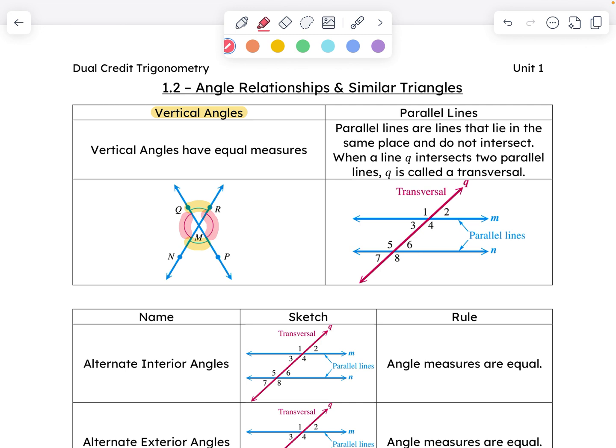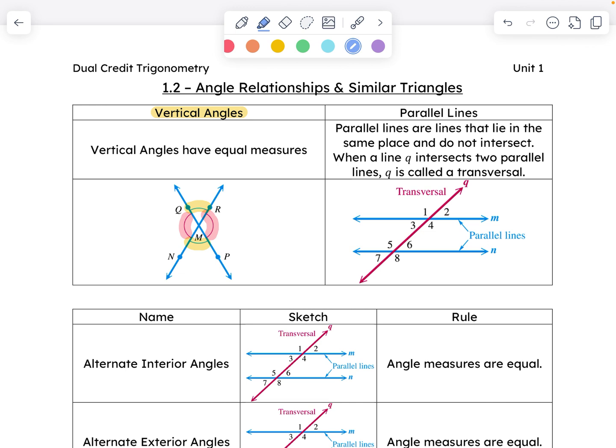Then the next angle relationships that we're going to look at have to do with parallel lines and parallel lines being cut by a transversal. So over here is what that picture looks like. Parallel lines are lines that lie in the same plane and do not intersect. When a line does intersect two parallel lines, we call it a transversal.